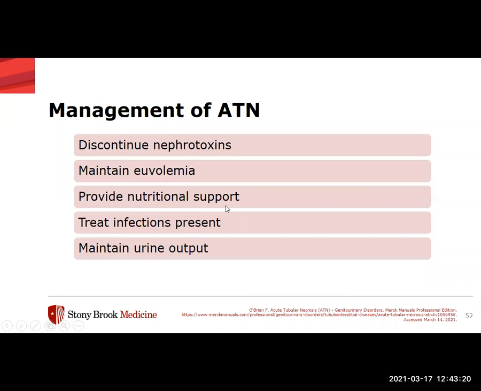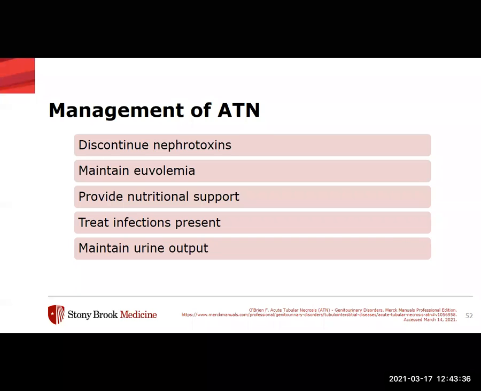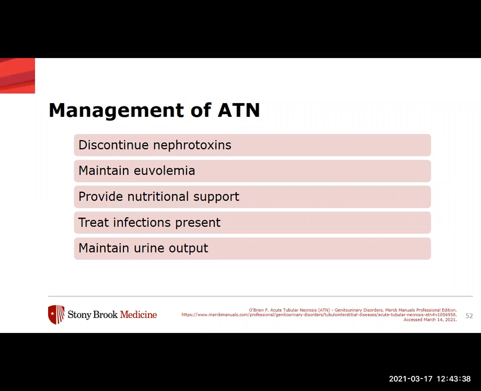So overall, most of the management of acute tubular necrosis includes supportive care. Obviously, all nephrotoxic agents should be discontinued whenever possible. Additionally, it is important to maintain euvolemia in the patient as well as provide them nutritional support. Any present infection should be treated, preferably without nephrotoxic drugs. And finally, diuretics may be used to maintain urine output in oliguric acute tubular necrosis. However, its benefit is unproven and it doesn't alter the course of kidney injury.